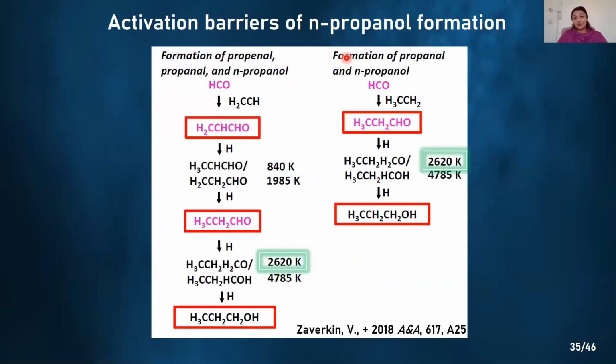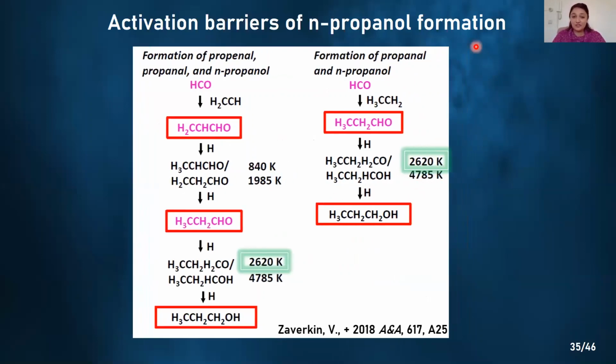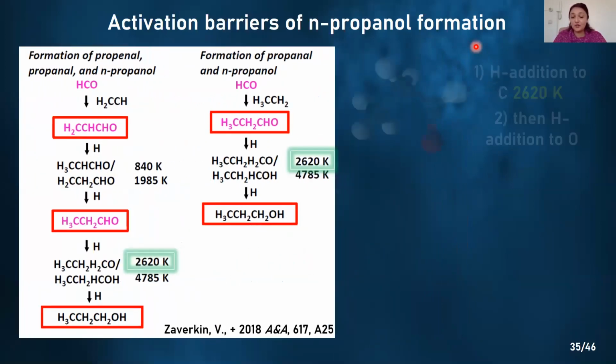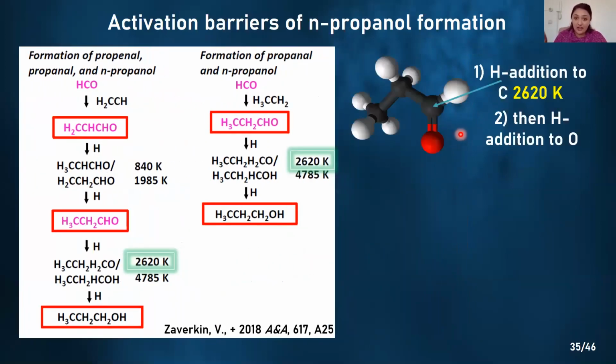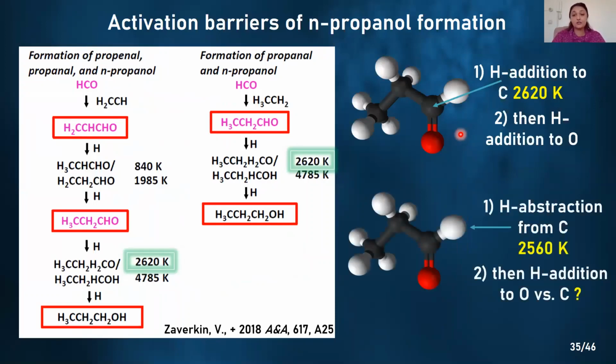So by puzzling together the reaction products and activation barriers derived in this study and also from the literature, we're able to constrain the 2 most likely formation pathways of these species, which are the 2 displayed routes. As you can see, the conversion of propanal to n-propanol has an activation barrier of 2620 Kelvin. This represents the scenario where hydrogen is first added to the carbonyl carbon, then added to the oxygen. Another scenario could exist, which is that hydrogen is first abstracted from the carbonyl carbon, which has a lower activation barrier of 2560 Kelvin.